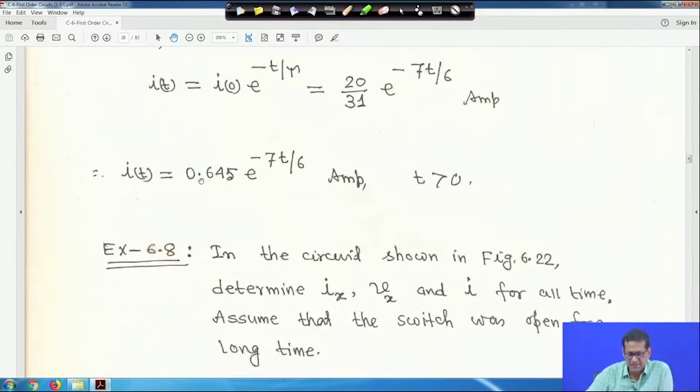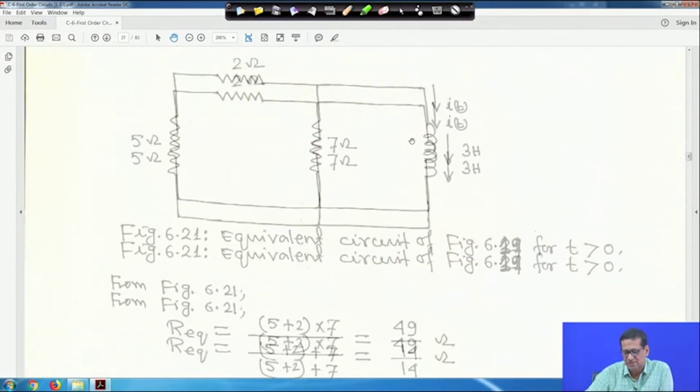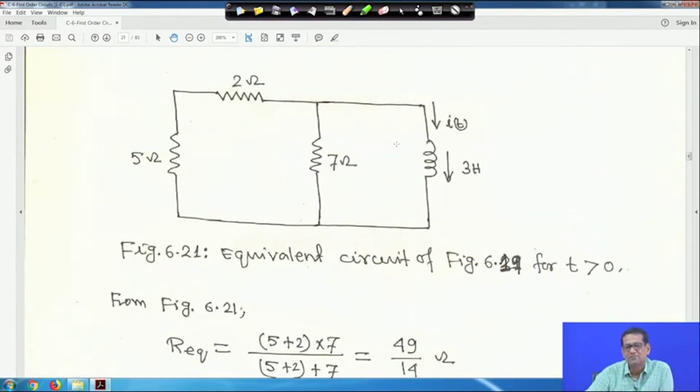So, i_L(t) is equal to 0.645 e to the power minus 70t by 6 ampere, that is for t greater than 0. So, this is a simple problem, you only need a little basic knowledge of DC. If the switch is closed for a long time, the inductor will behave as a short circuit, and the capacitor, for DC, will behave as an open circuit. You have to keep this in mind, right. I hope you have understood this simple problem.